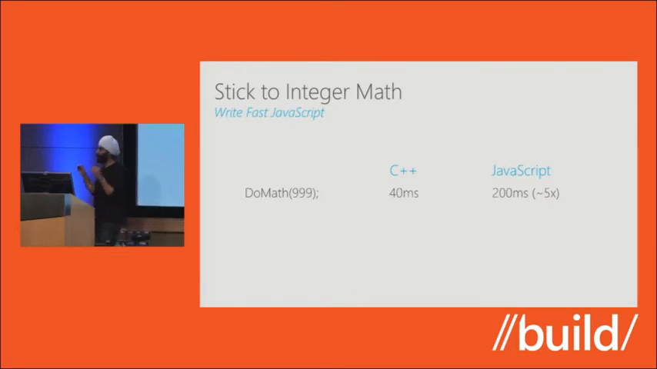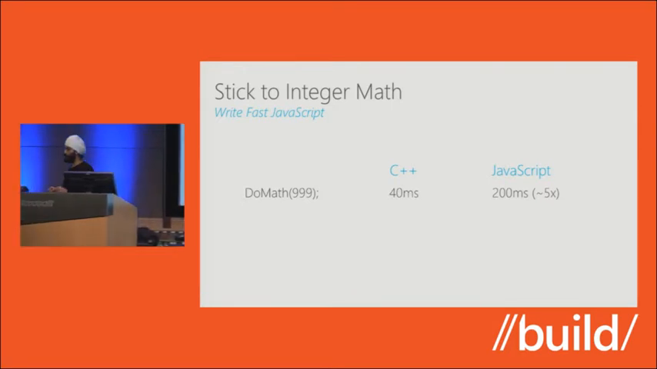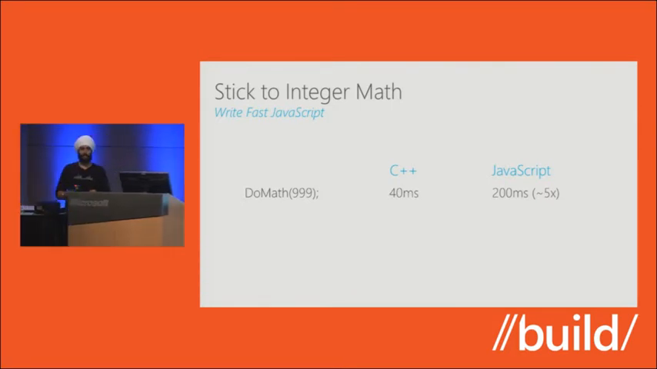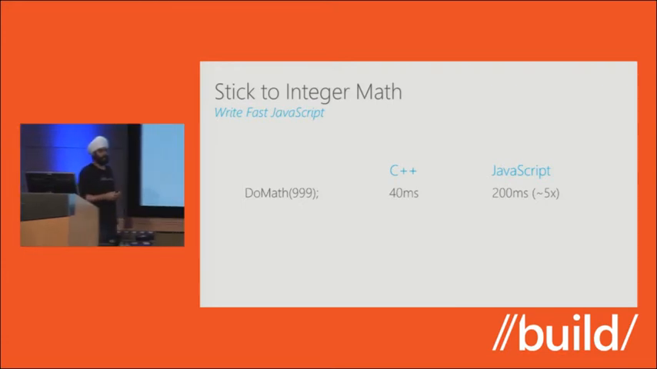Now, if you need to do 10 billion add operations and get the results in 40 milliseconds, you're probably doing cryptography, in which case you should probably use C++. But if you're building real-world applications, JavaScript is incredibly fast. Now, there's one catch that I want to talk about, and that's floating point math.